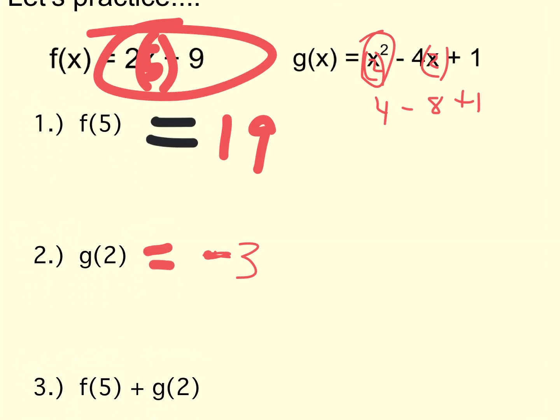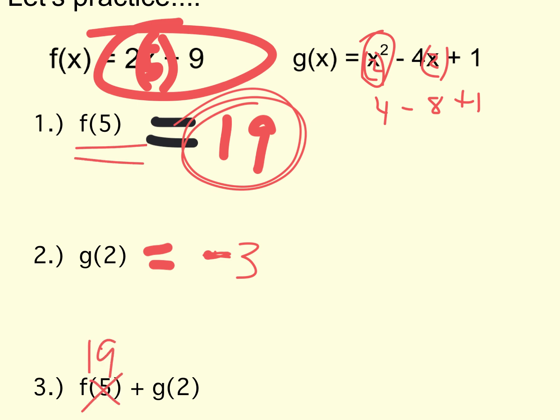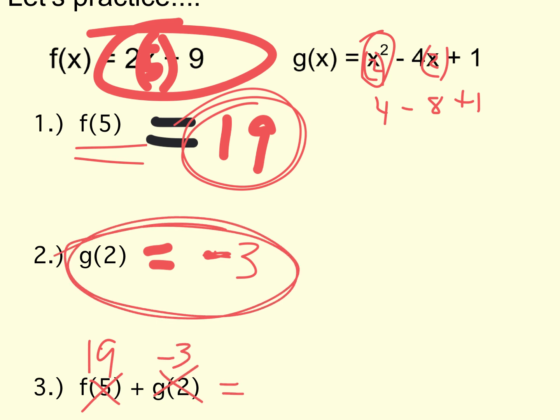F of 5. Well, I already have f of 5. It's 19. Why do it again? It's 19. Cool. And then g of 2. Oh, I already have g of 2. It's negative 3. See? And then I just put the 19 with the minus 3. It's just 19 minus 3. And that's 16.